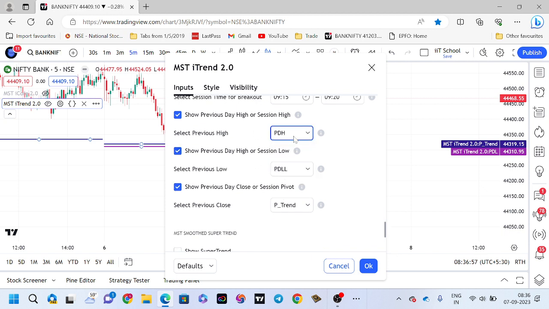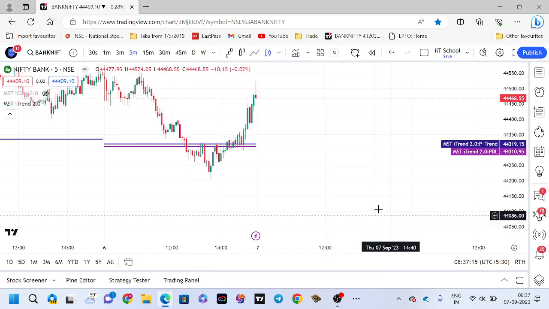This is yesterday's high, and this is the previous day higher high. So I am calculating the last 2 to 3 previous day highs. I am taking the higher high. Okay, this is the lower low, this is the previous day high. So this P trend is showing you the positional trend of the market.